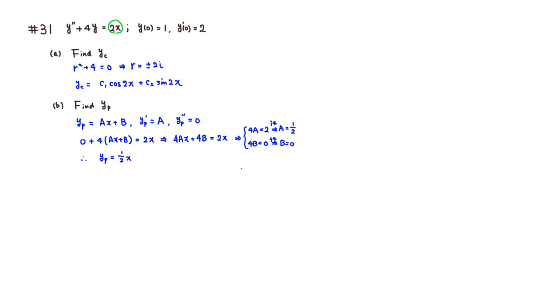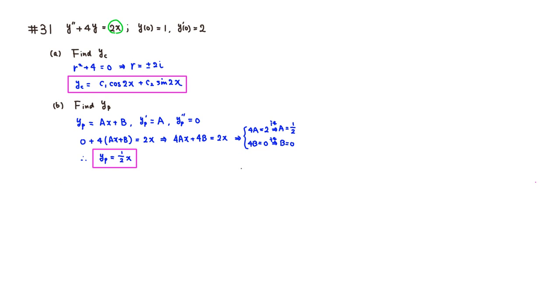So we got these solutions. I'm going to just box them in. This is our complementary solution, and this is our particular solution. And what we want to do is find a solution to this initial value problem. So we have to find a solution that satisfies the differential equation and also these two initial value conditions. So let's do part C.